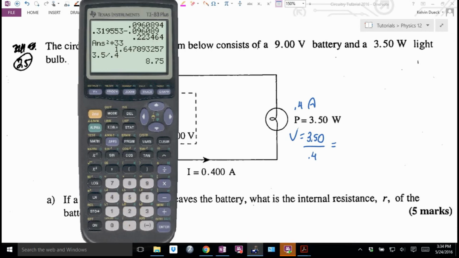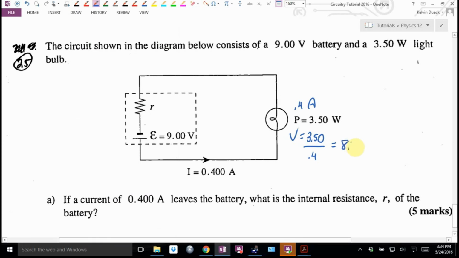Okay, 8.75. 8.75 what? Units? Volts. Hey, how many volts high is the chairlift? 9. That's what that EMF means. That's the chairlift. How many volts high is the chairlift? 9. How many do we lose on the ski hill? 8.75. How many must we lose going through that bump? Has to be.